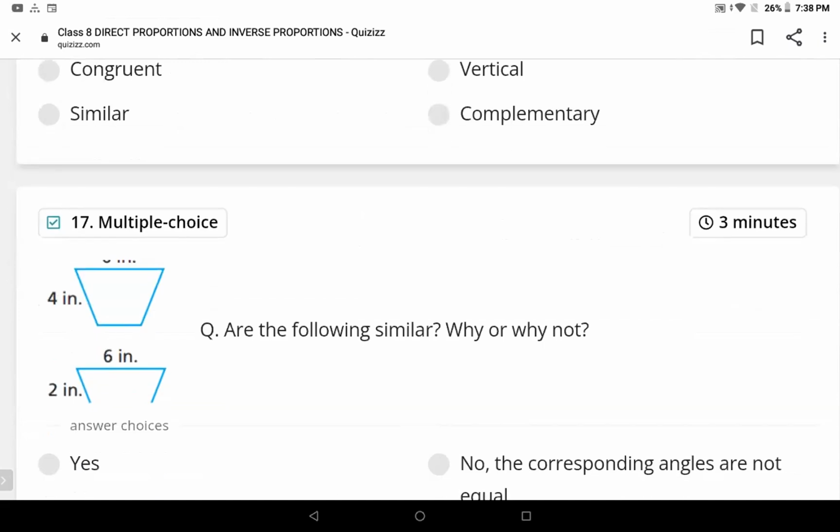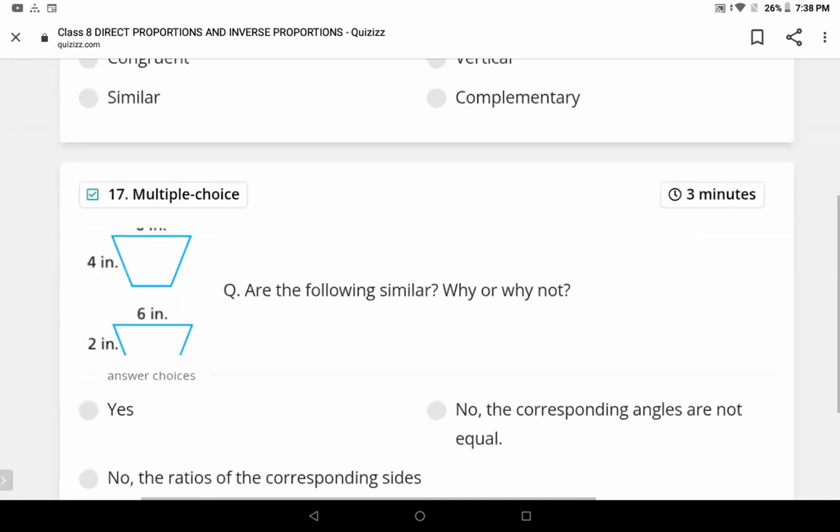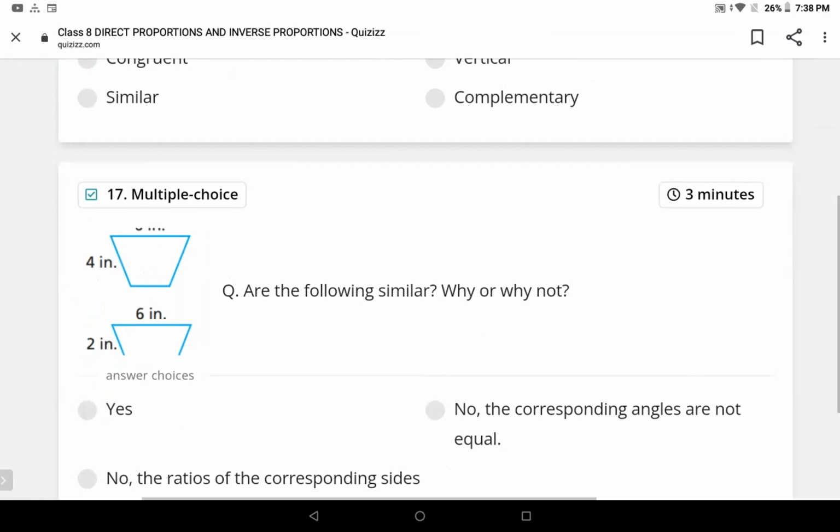Now this concept is very useful in the next questions. Are the following similar? No, because the ratios of the corresponding sides are not equal. You need to check the ratios, children, whether they are equivalent ratios. Are they similar figures, children?